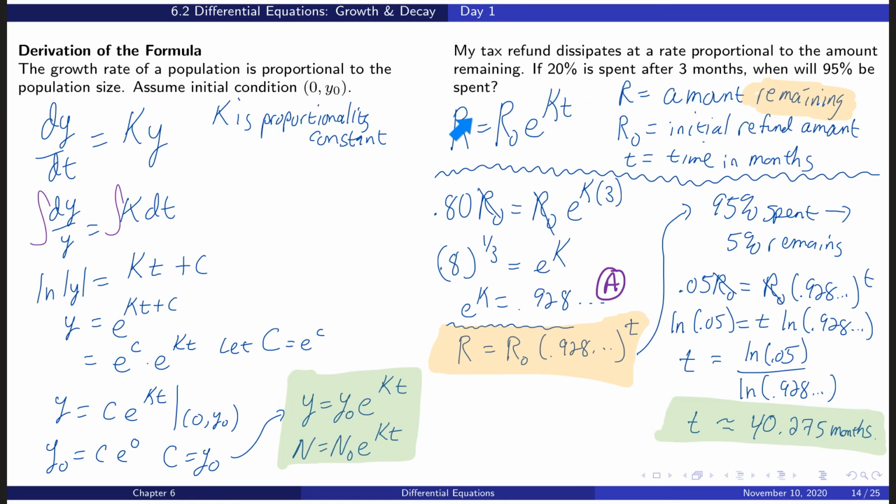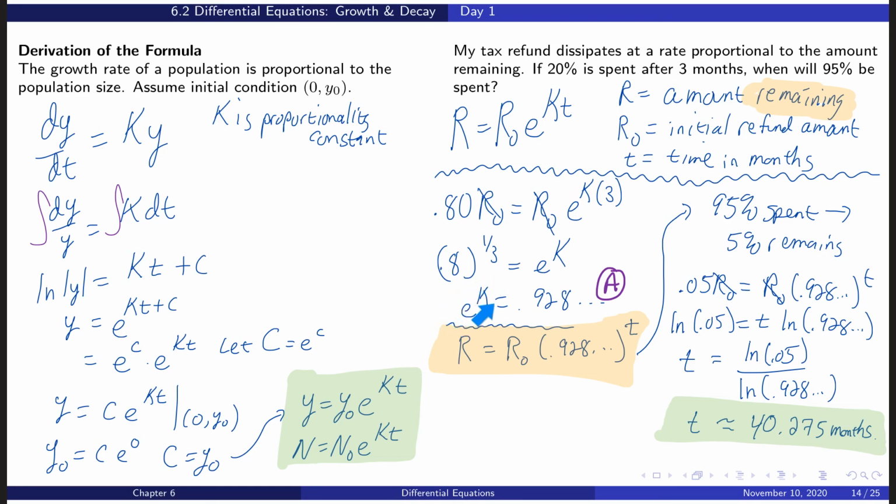So I've defined my growth equation, I've defined my variables, and the trick here is if 20% is spent, that means that 80% is remaining. So this R, the amount that I have, is replaced by 0.8 R0. I don't know how much I had initially, but I know that after 3 months, I have 80% of that initial amount. Well, the R0s cancel. To get the 3 to the other side, I raise both sides to the 1/3 power, so e to the k is 0.8 to the 1/3. Whatever number that is, I'm storing that in A, and I'm actually not going to solve for k, I'm just going to leave it as e to the k.